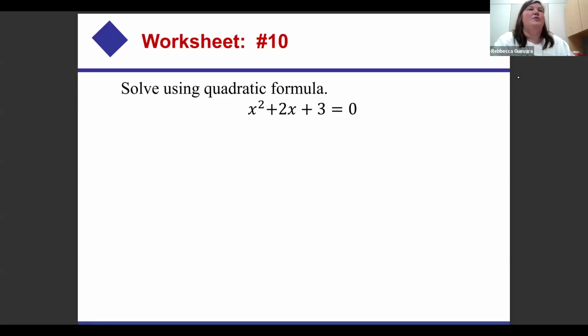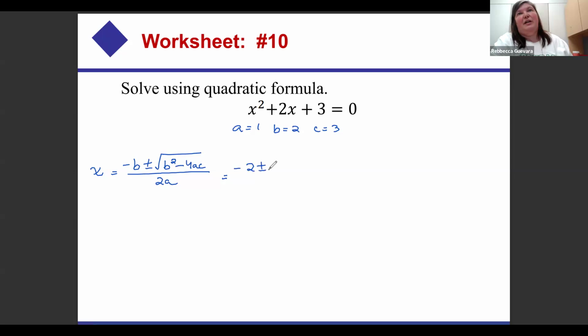Okay. This was number 10 in your worksheet. So once again, we can go back and see what our roots are. So we got A is 1, B is 2, C is 3. So this time we're going to do this, but now we know what complex numbers are. So minus b plus or minus the square root of b squared minus 4ac, all this over 2a. So we have minus 2 plus or minus the square root of 2 squared minus 4 times 1 times 3, all over 2 times 1.